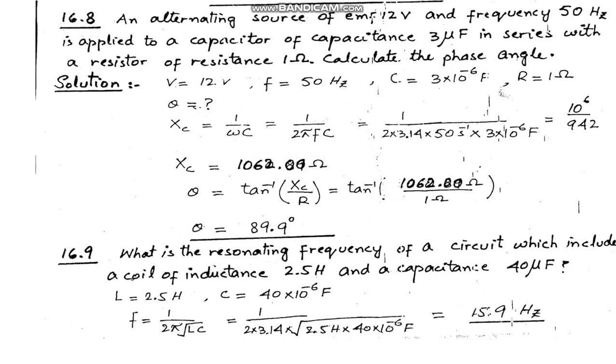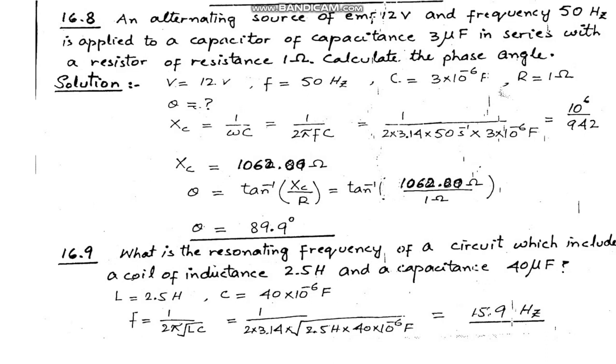Now the phase angle theta is equal to tan inverse Xc over R. Xc has a value 1062.00 ohm, dividing by 1 ohm, we get the answer theta is equal to 89.9 degree.